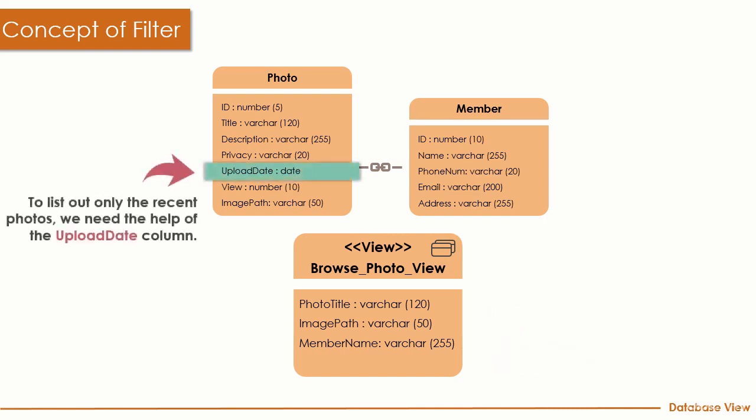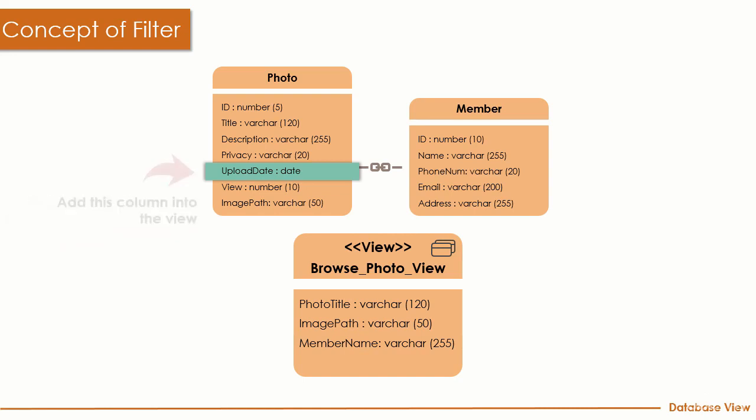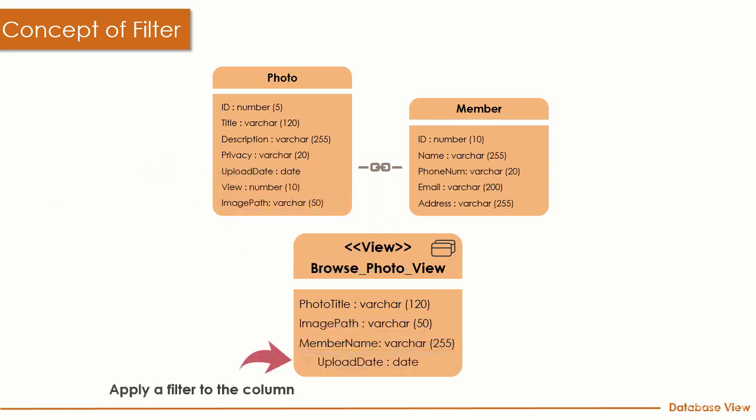You can see we have the upload date stored in the photo entity, showing when you uploaded the photo. And then we can add this upload date to the browse photo view and add a filter to show only the photos you uploaded within 5 days. Let's see how it works.